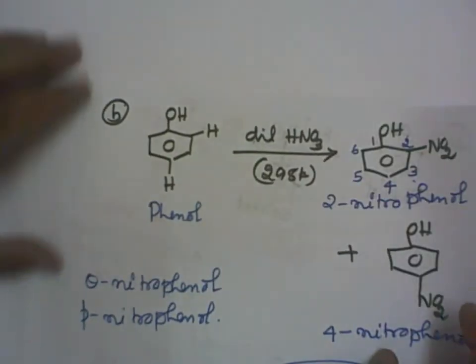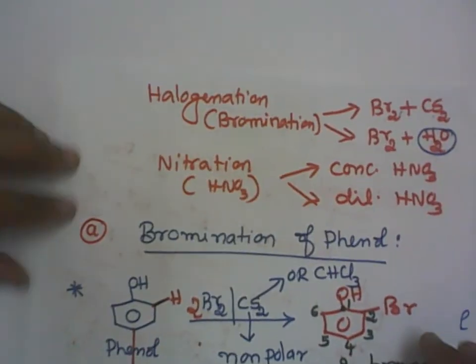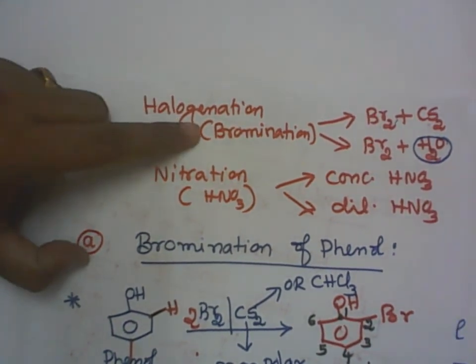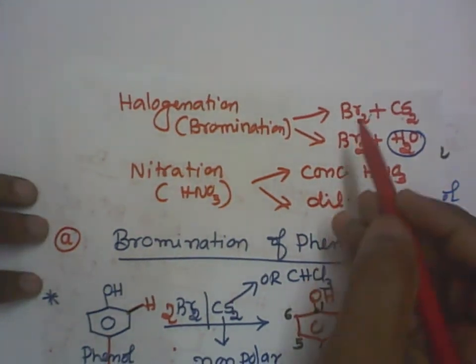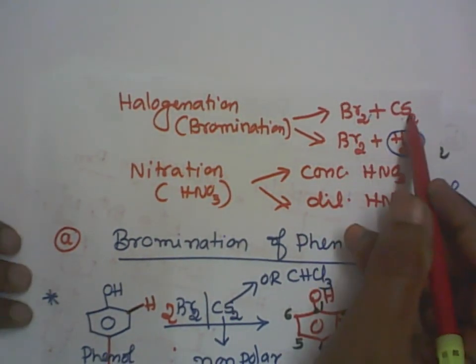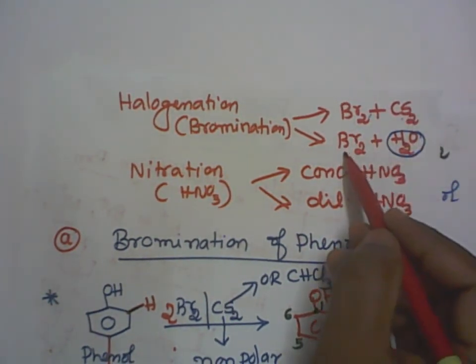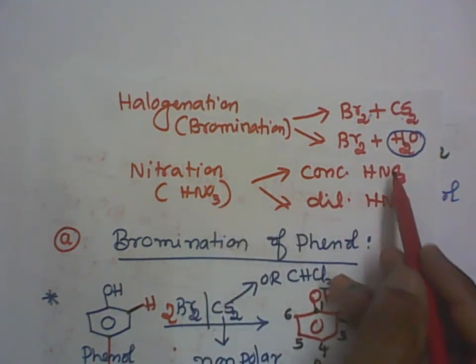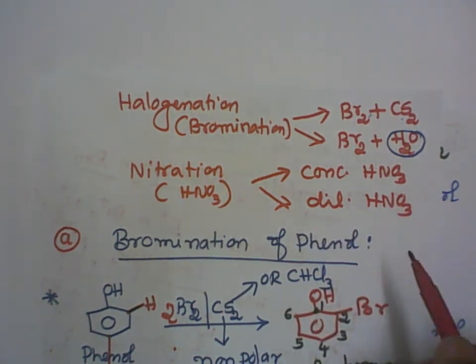So in this video, we have studied two types of electrophilic substitution reaction. One is bromination, the other one is nitration. Under bromination, first bromine in carbon disulfide, second one with bromine water. Under nitration, the first reaction is with concentrated nitric acid, the second one is with dilute nitric acid.